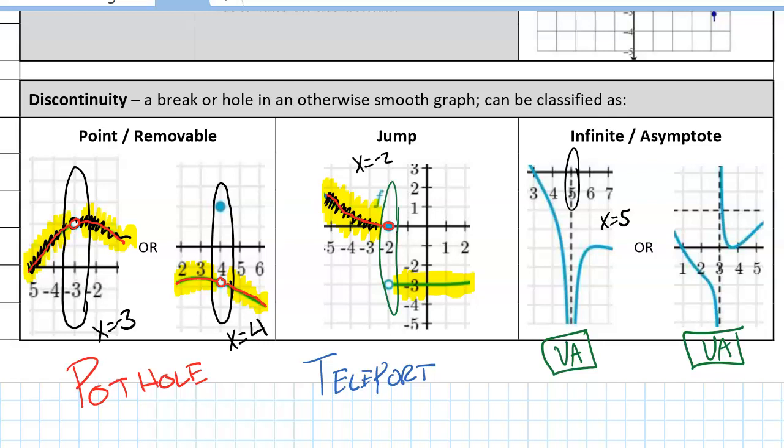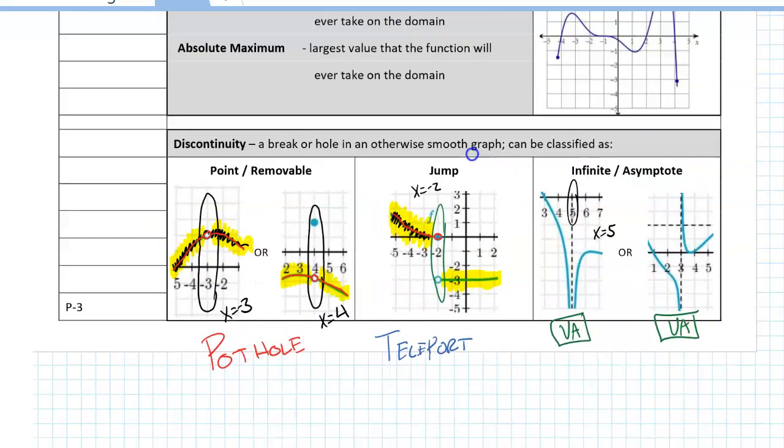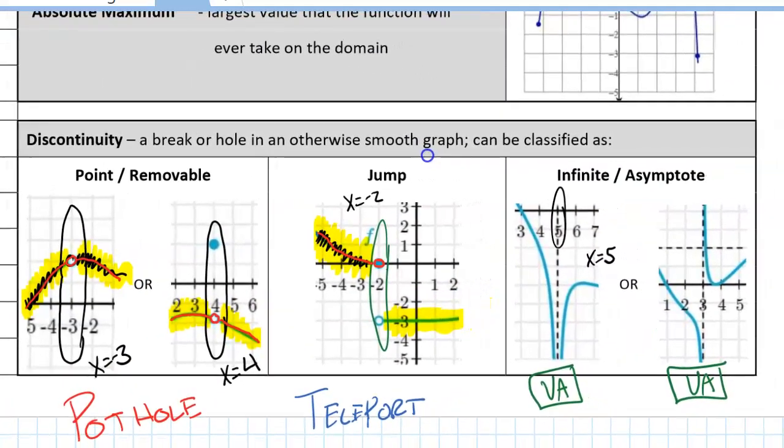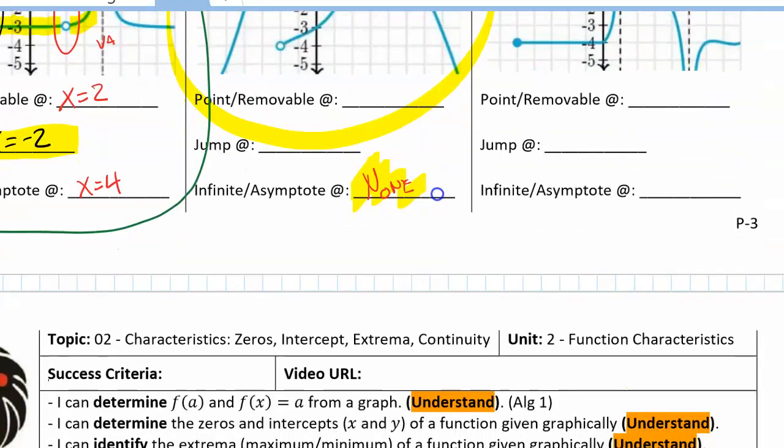Remember, points were like potholes. The graph appeared on either side immediately. Jumps are like teleports. The graph has to move to a new location. And asymptotes we can clearly see with vertical asymptotes. This comes from page number 3 in our notes from topic 2, characteristics of graphs.